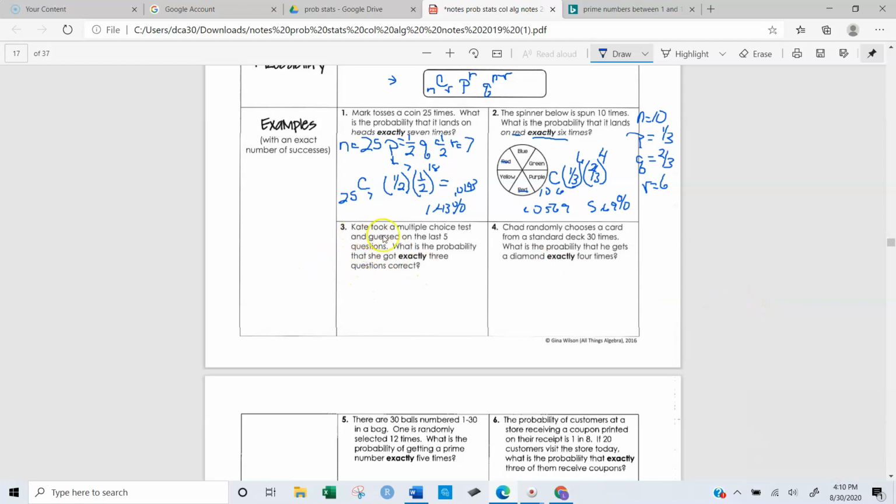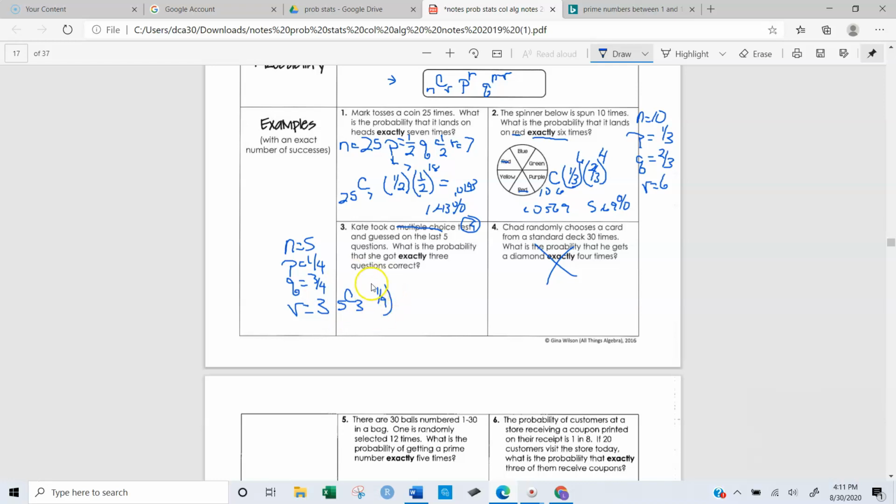Okay, pause, and I hope you did it. Multiple choice test and guess on the last 5 questions. Okay, so n is 5. What is the probability that she got exactly 3 questions correct? Okay, we're going to assume the multiple choice has 4 options. So since it has 4 options, the probability of being correct is 1 out of 4. The probability of not being correct is 3 out of 4. And how many do I want to get right? 3 of them. So now you did 5 choose 3.